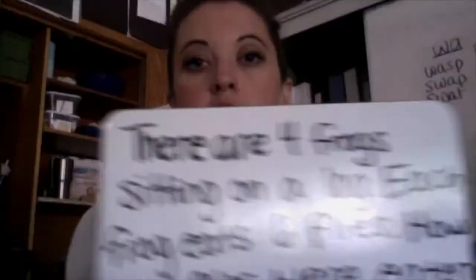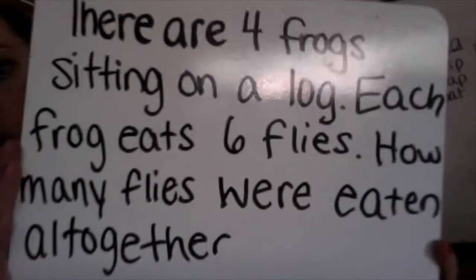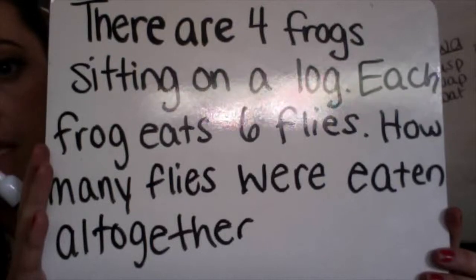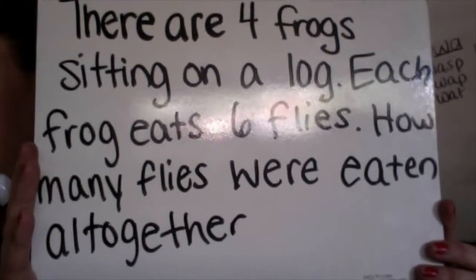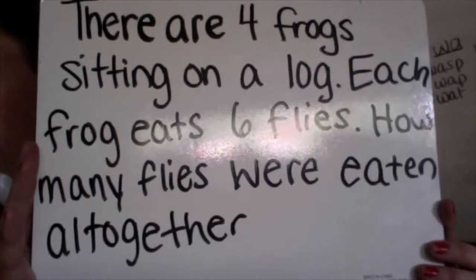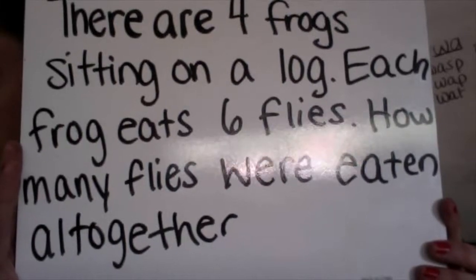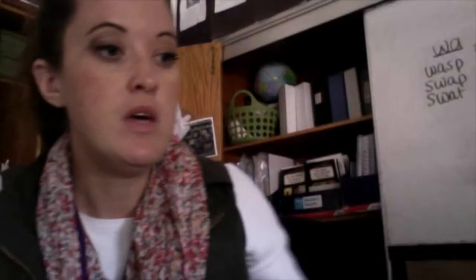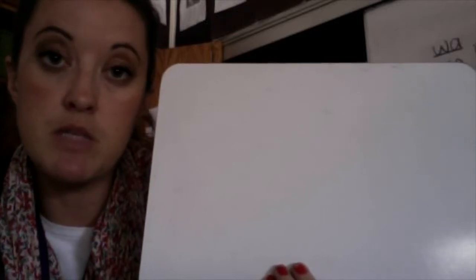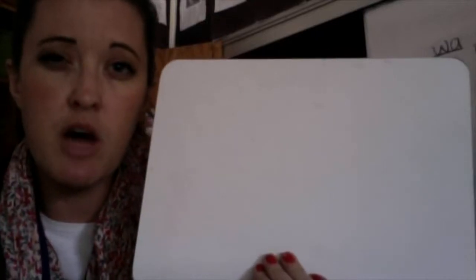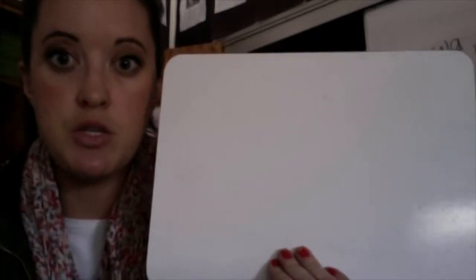Let's get started. Our story problem for today says, there are 4 frogs sitting on a log. Each frog eats 6 flies. How many flies were eaten all together? All right, so let's use our board and our marker. We've been using a lot of different strategies to help us solve these multiplication problems. Today I'm just going to choose the best strategy that I think will help me solve this problem. And so we're just going to use one strategy, and I want you to do it along with me.